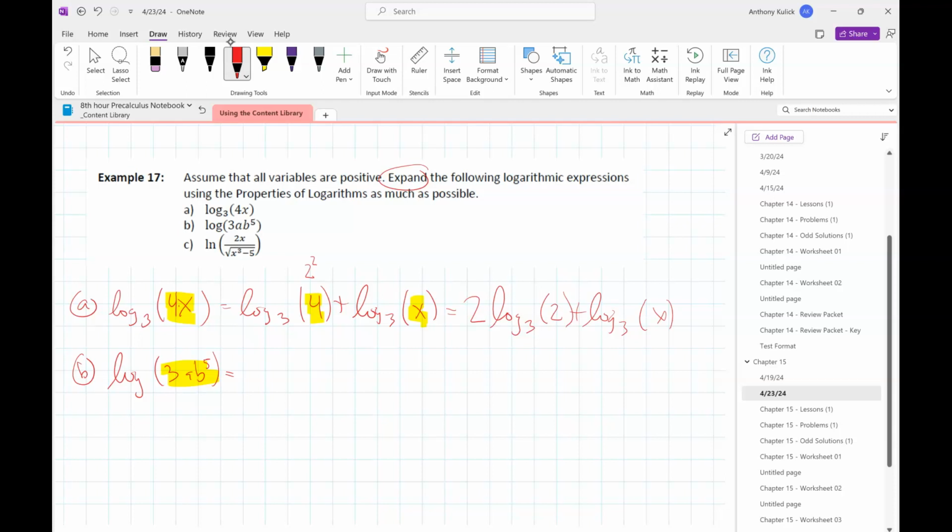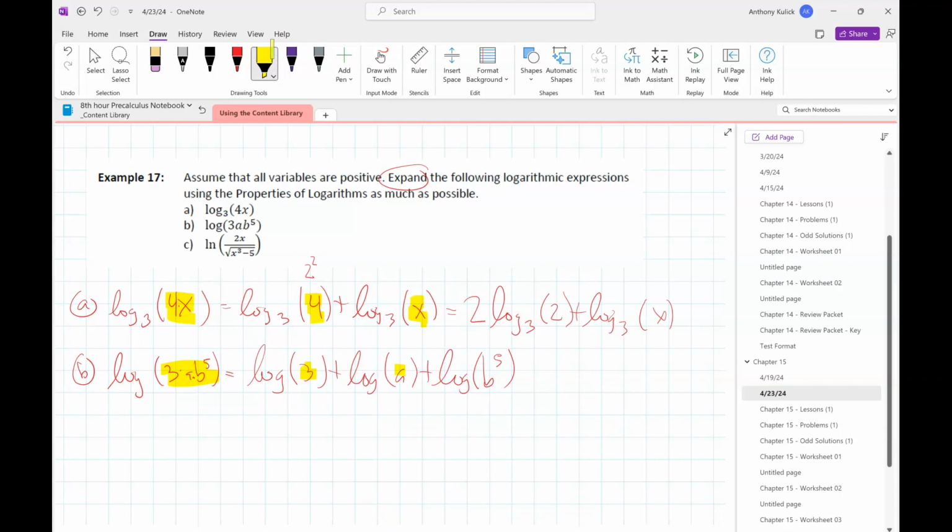Should be 2, because I have a multiplication symbol between the 3 and the a, and another one between the a and the b to the 5th. So 2 product properties, 1 for each of the multiplications. I just do them all at once. That's just going to give me log 3 plus log a plus log b to the 5th. Everybody's good?